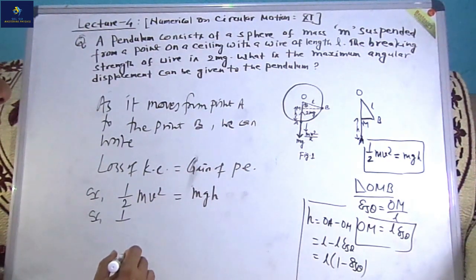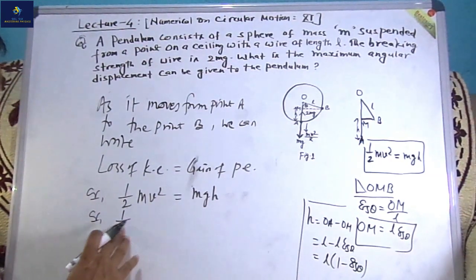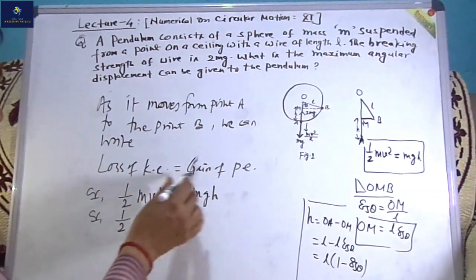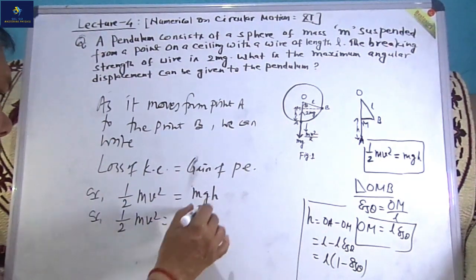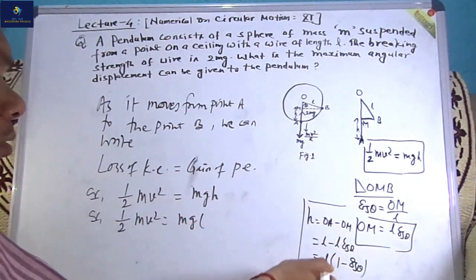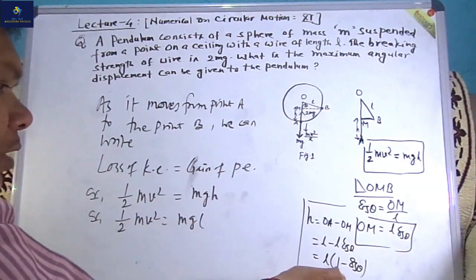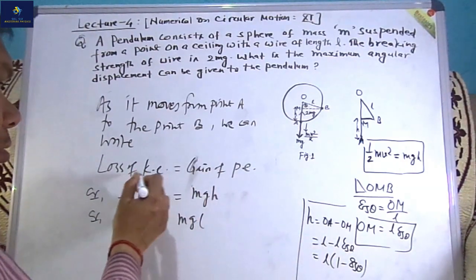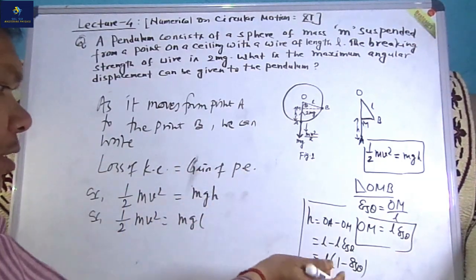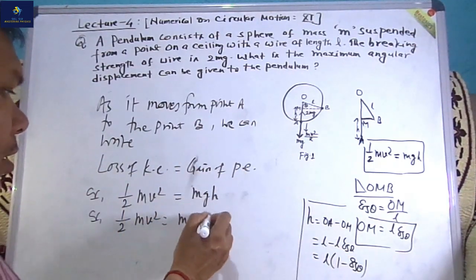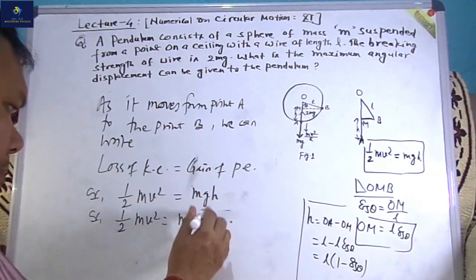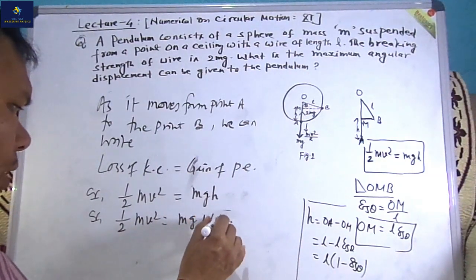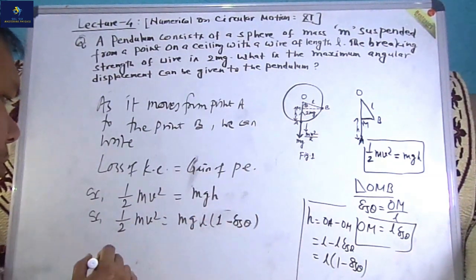What the angular displacement that we have given to the pendulum can be determined on the concept of loss of K is equal to gain of PE. So half mv square is equal to mg, and h can be found, just as we have determined here. Before doing loss of K equal to gain of PE, we can write h as L times 1 minus cos theta.